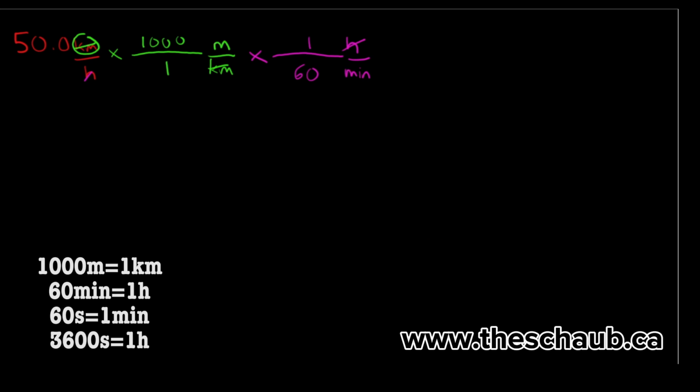Now to finish this conversion and get to meters per second, we do the same thing again, except this time we have minutes on top, so the minutes cancel with the minutes, and we have seconds on the bottom because it's the unit we want to end up with. Now there's 60 seconds in 1 minute. If we multiply all of these quantities, we're going to end up with 13.9. Now, if we look at the units we have left, we have meters on top, we have seconds on the bottom, so we have 13.9 meters per second.